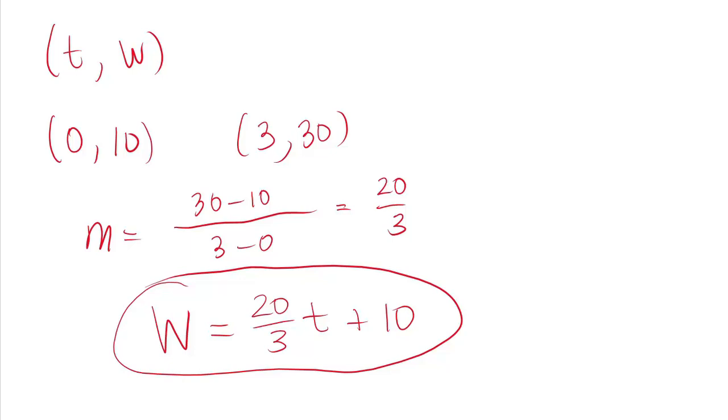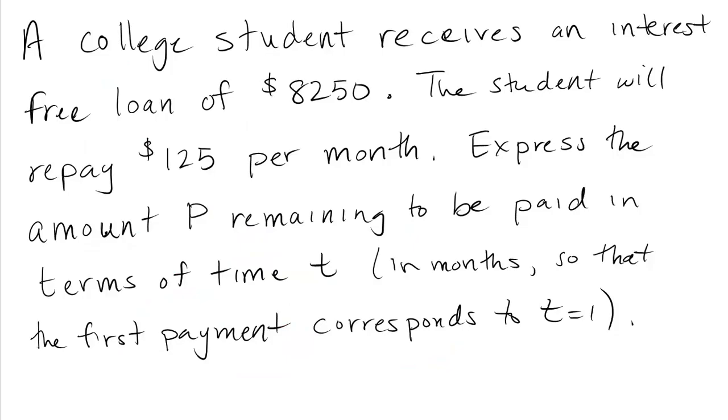Let's try another example, and I chose this example because I would not do it in the same way. It's got different information. It says a college student receives an interest-free loan of $8,250. The student will repay $125 per month. Express the amount P remaining to be paid in terms of the time T, where T is measured in months, so that the first payment corresponds to T equals 1.